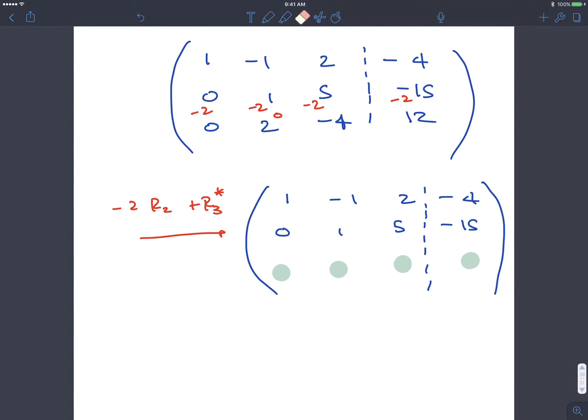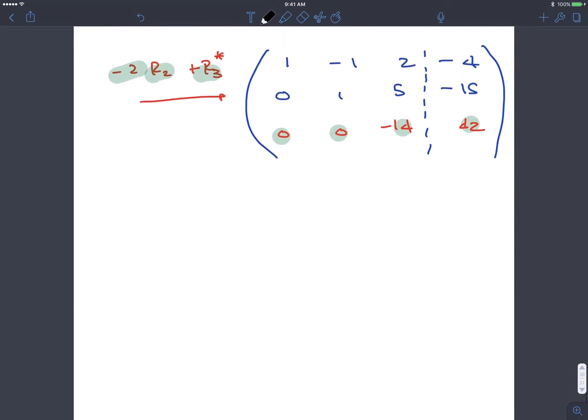So let's see how to do this. Negative 2 times 0 is 0 plus 0, because we're going to take negative 2 times row 2. We're going to add it to row 3. So this entry is a 0. Negative 2 times 1 is negative 2 plus 2, 0. Negative 2 times 5 is negative 10 plus a negative 4, negative 14. Negative 2 times negative 15 is positive 30. 30 plus 12 is 42.